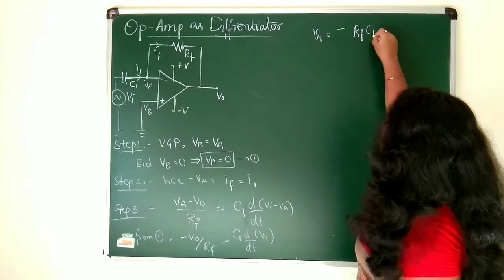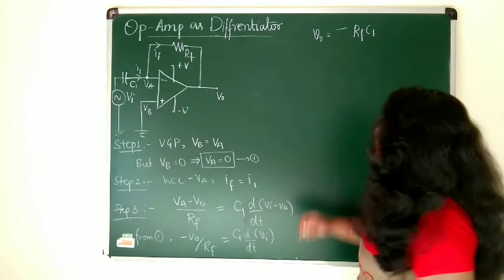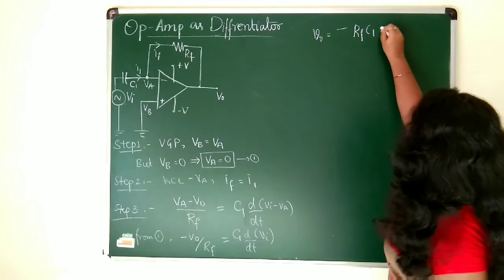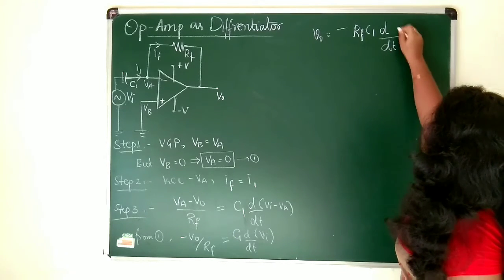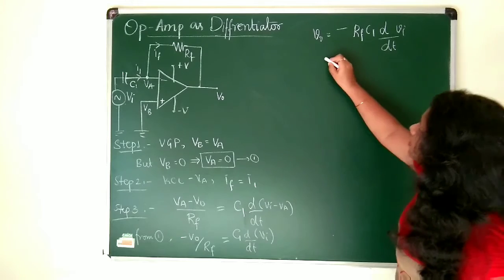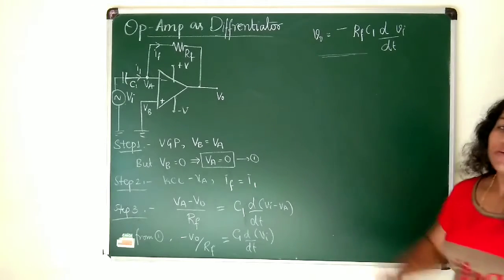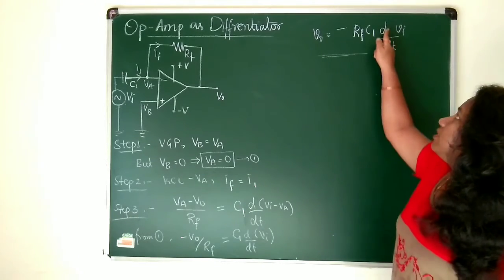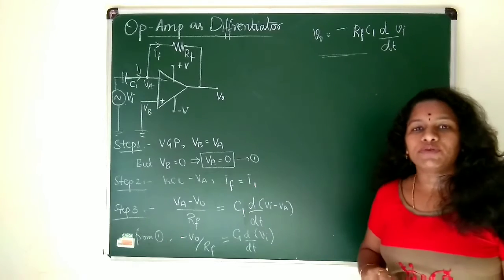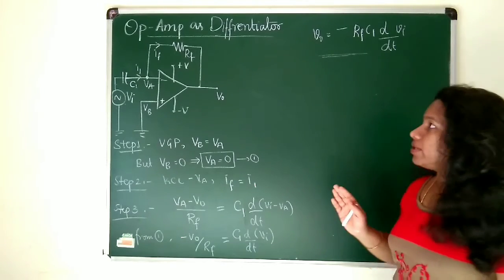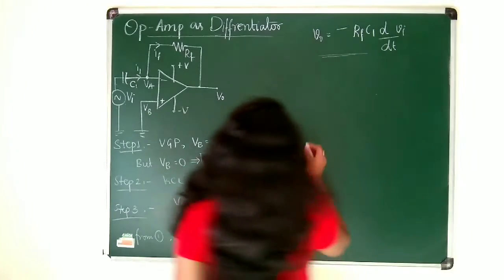RF into C1. See here, this R is cross multiplied here, and the remaining term is d by dt of VI. Okay. From this, what you can say is the output voltage is a function of the differential value of your input voltage, right? So that's why we will be getting an output waveform in this fashion.